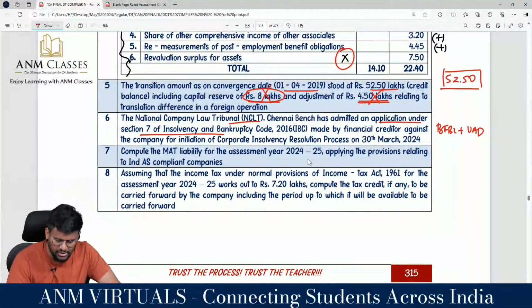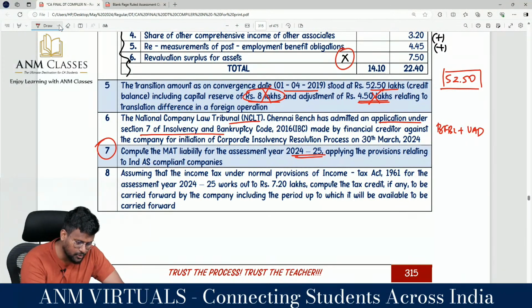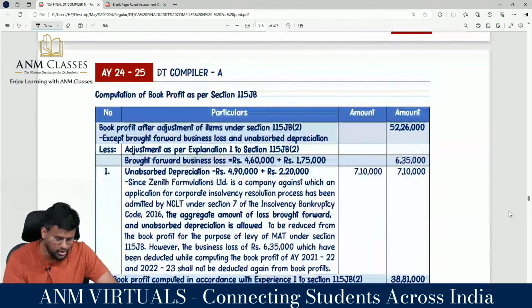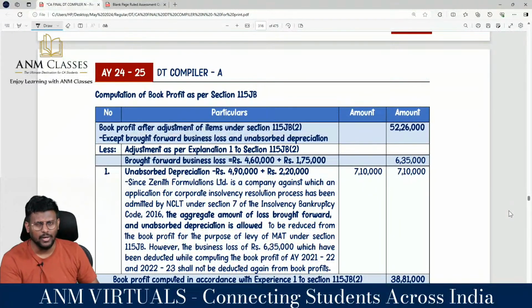Compute the MAT liability for assessment year 24-25, applying the provisions relating to Ind AS compliant company, super fantastic to the core. Then assuming that the income tax paid under the normal provisions of the Income Tax Act for assessment year 24-25 works out to 7.2 lakhs. Compute the tax credit, if any, to be carried forward by the company, including the period up to which it will be available to be carried forward, is the question. This is a 10-mark worth question for examination, Ind AS MAT question.